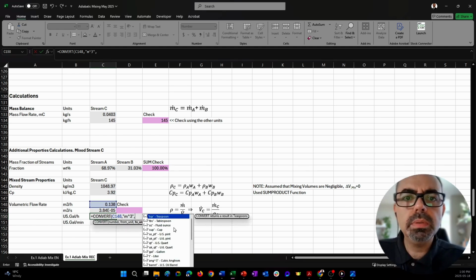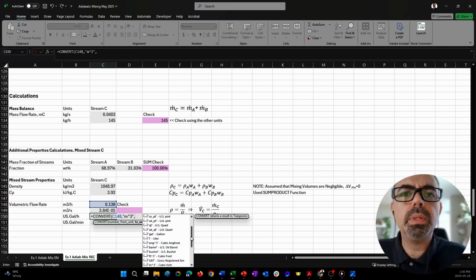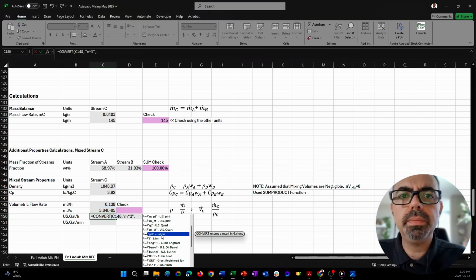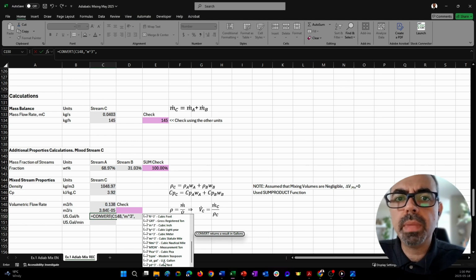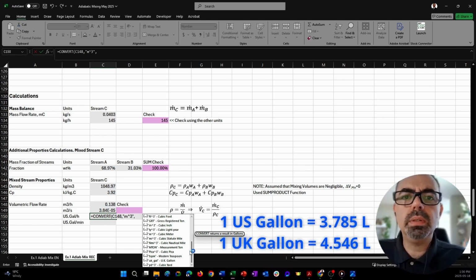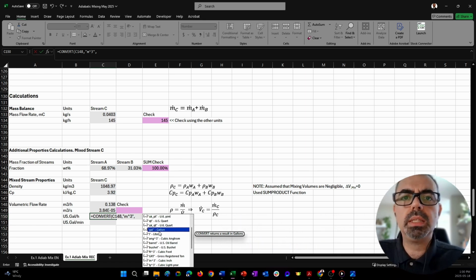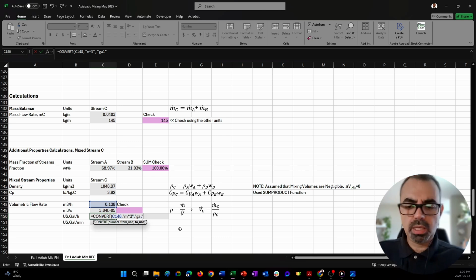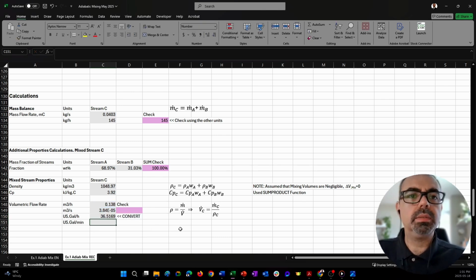Meters cubed to US gallons, which is, oh, something important. We have gallons here. You see this one. This is the US one. But there are different types of gallons. So we have also available the UK gallon. So important to be careful which one you're using. So in this case, we have selected the US. So double click and close bracket, and that's it. Then I'll divide it by 60 to get it to minutes.